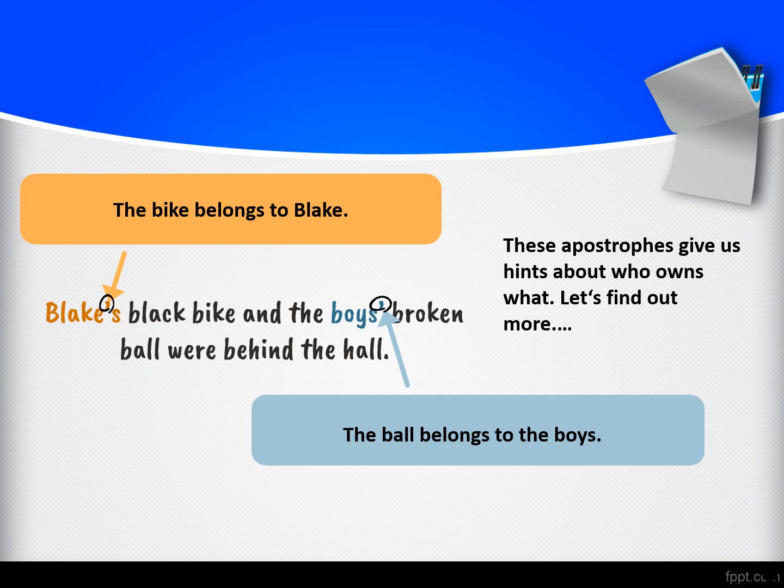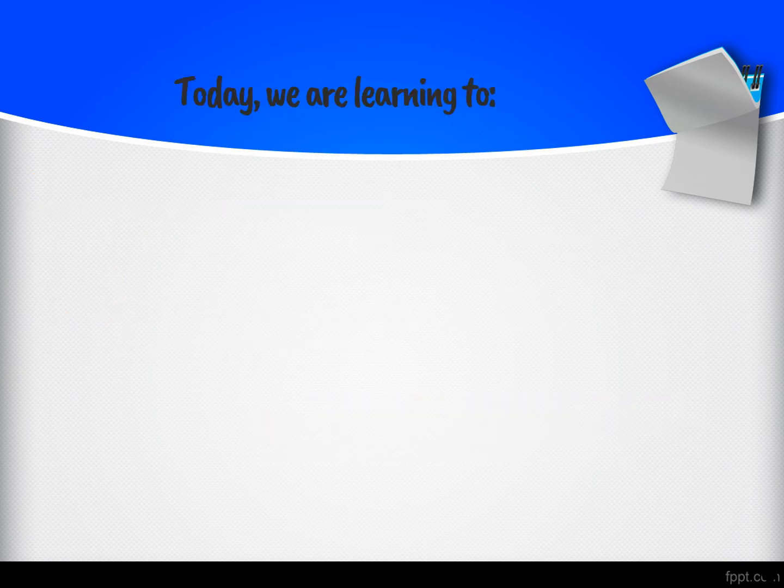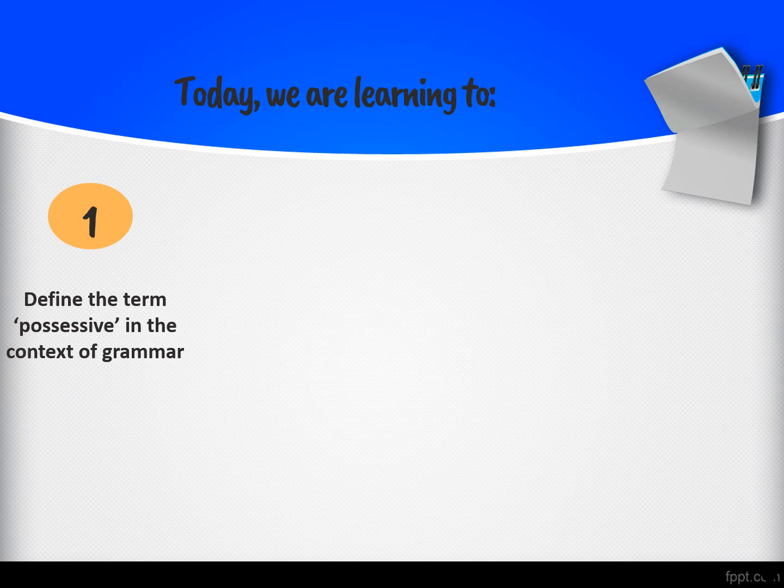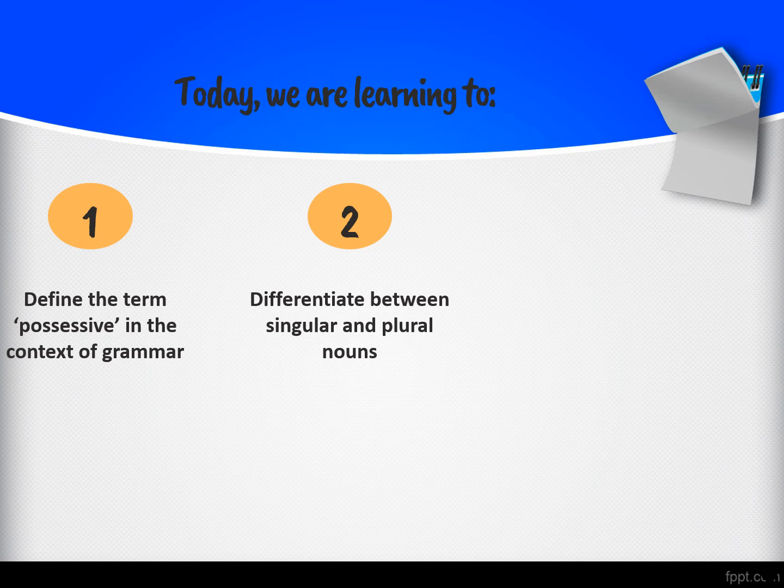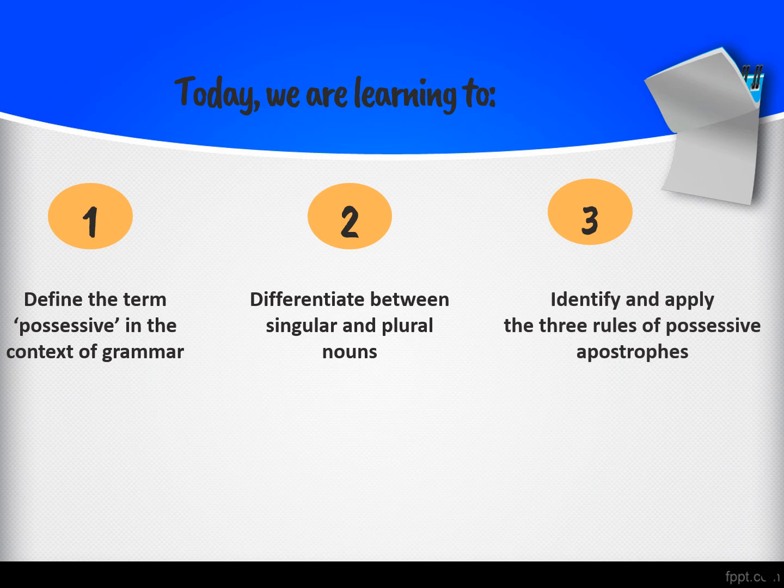Now these apostrophes give us a hint about who owns what. Let's find out more. Today we are learning to: number one, define the term possessive in the context of grammar; second, differentiate between singular and plural nouns; third, identify and apply the three rules of possessive apostrophes. Let's start.